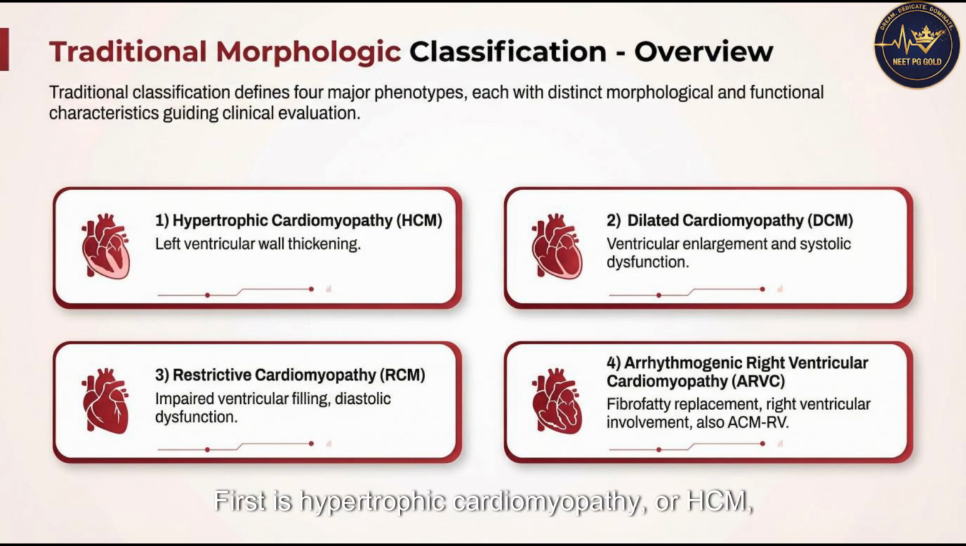First is hypertrophic cardiomyopathy, or HCM, characterized by wall thickening. The second is dilated cardiomyopathy, or DCM, defined by enlargement and pumping failure. Third is restrictive cardiomyopathy, or RCM, which is about impaired filling or stiffness. And fourth is arrhythmogenic right ventricular cardiomyopathy, often called ARVC or arrhythmogenic cardiomyopathy, where muscle is replaced by fibrofatty tissue.